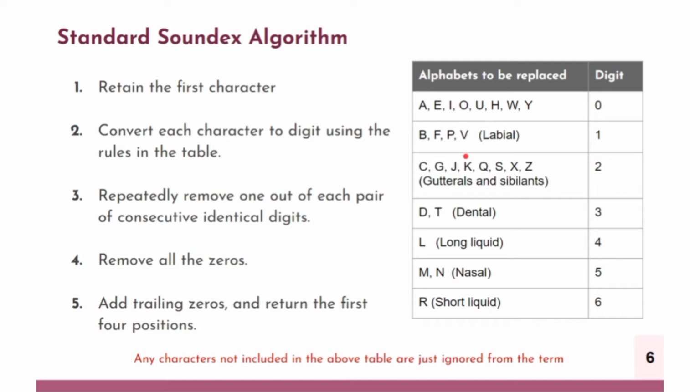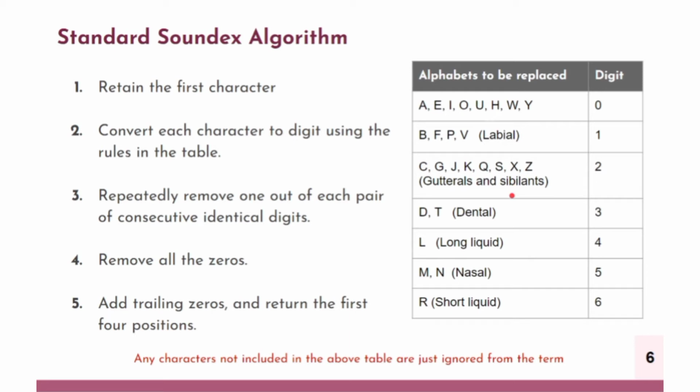Coming to the next category, it's C, G, J, K, Q, S, X and Z. These include gutturals and sibilants. Gutturals are the sounds produced using your throat, and sibilants are the sounds which have a hissing effect. If we consider S, X, Z, all of these have this element of hissing in the sound, right? So this is another category.